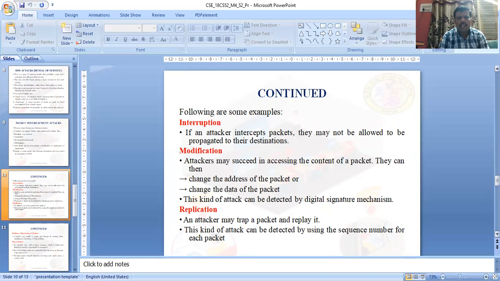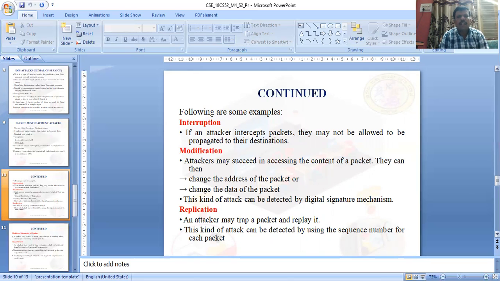Modification means the attacker may not access all the content of the packet, but they can change the address of the packet and change the data the sender is sending. They can change the destination IP address embedded in the packet. If you change the IP address of the packet, the proper destination may not be reached. This kind of attack can be detected by a digital signature mechanism.